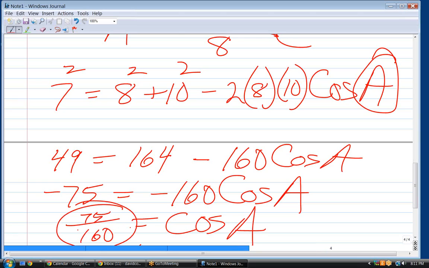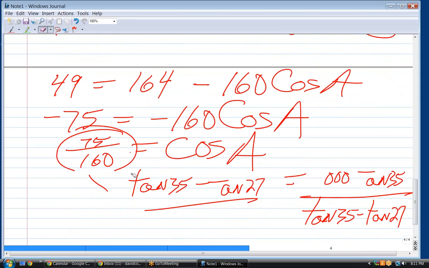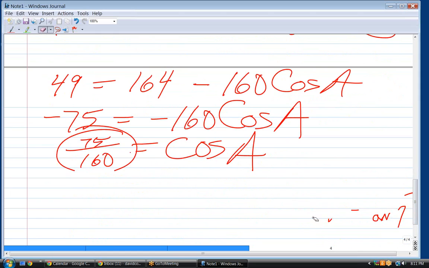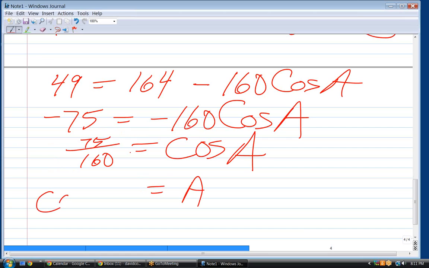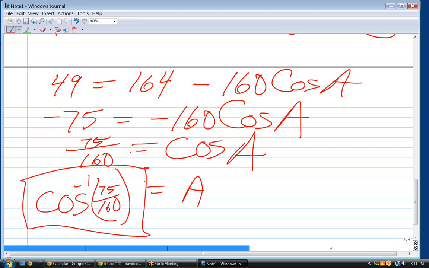That's less than 1. This is a possible triangle. Take the inverse cosine at this point. Whenever you're solving for an angle, it's going to require an inverse trig function. If I want to solve for A here, A is equal to the inverse cosine of this number, 75 over 160. That's just an angle.